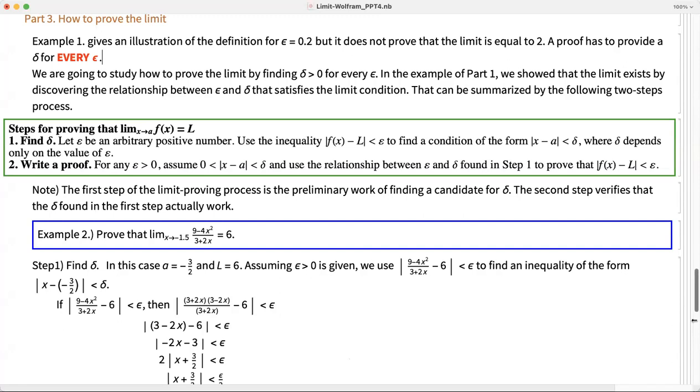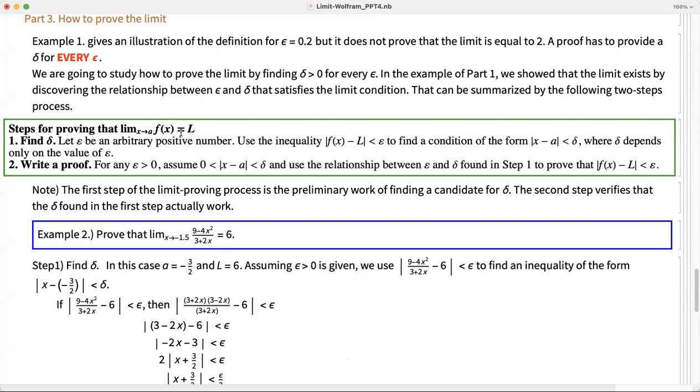All right, so example one, we're going to see later. Example one is in part two, but I want to just cover part three first. So the steps for proving the limit of f of x as x approaches a equals L.